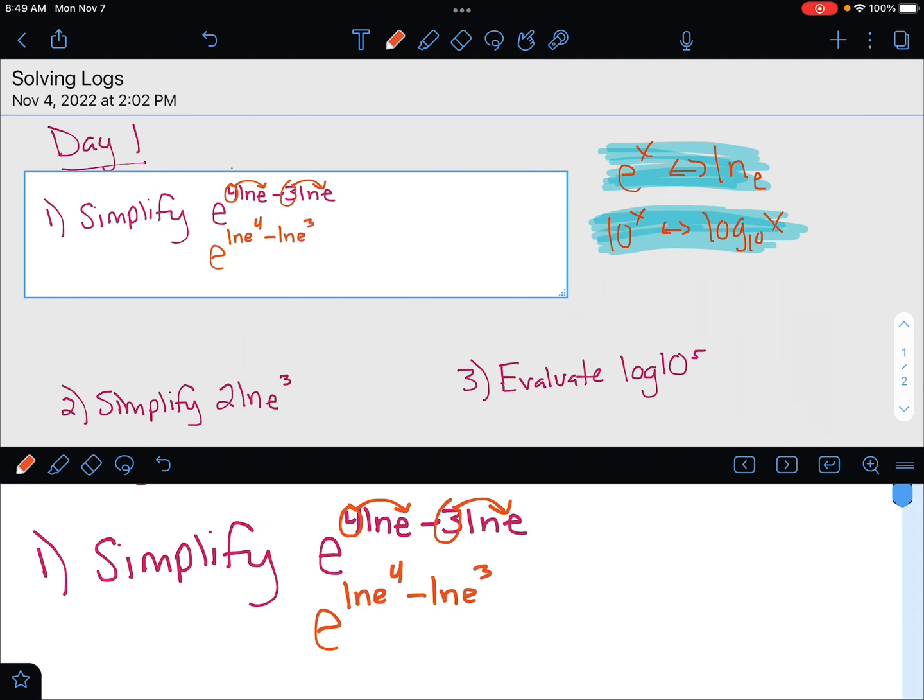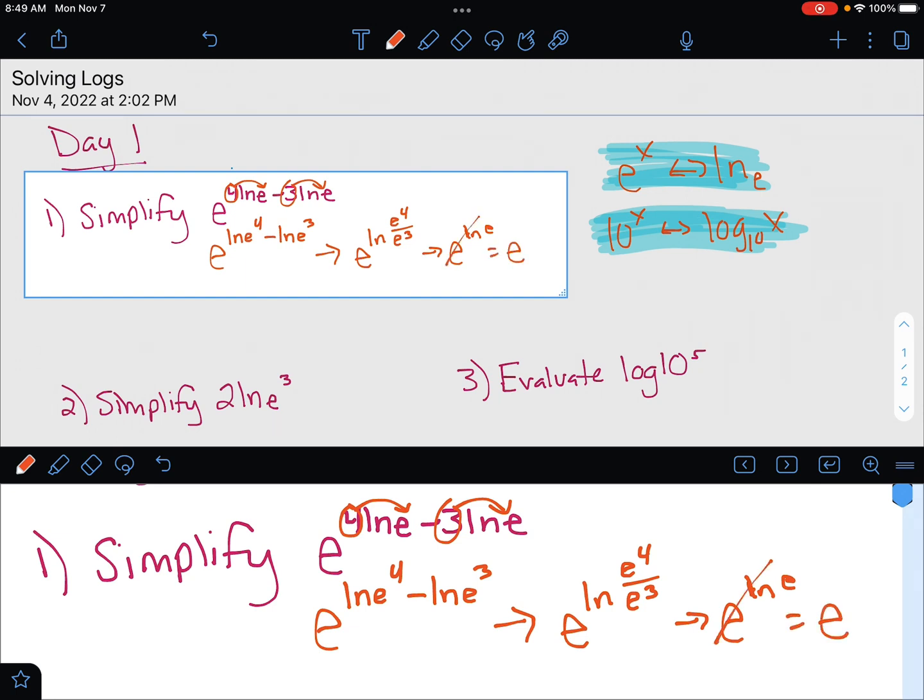Now what does subtraction change to? Subtraction changes to division. So we have e to the fourth over e to the third. And then we can simplify that fraction to really have e to the ln of e. Well, e to the ln, those cancel, so we're left with e. Now, if you put e into your calculator, you are going to get a decimal that does not ever end, and it's approximately 2.71.